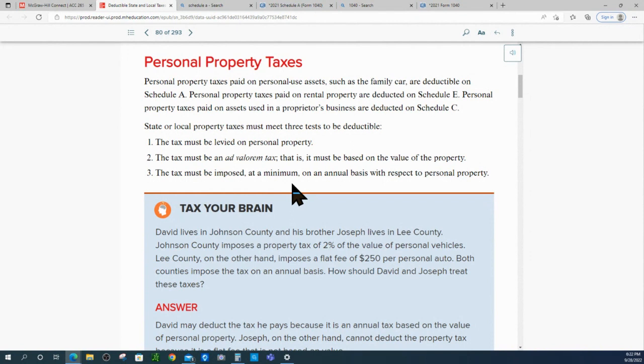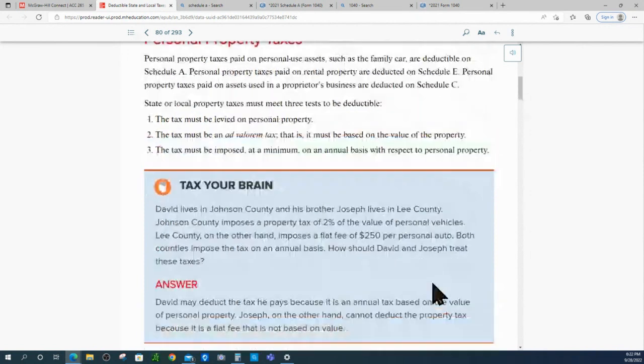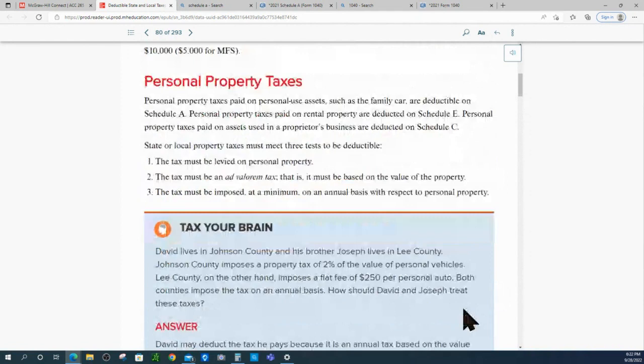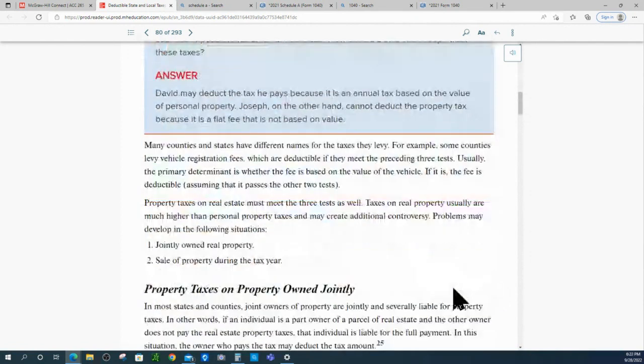And it has to be imposed on an annual basis. Now, that doesn't mean that you have to pay it on an annual basis. I had clients when I was living in Arizona that would pay their vehicle taxes 2 years at a time. It was assessed every year, and that's what it needed to be, but they paid it every 2 years, and it was still deductible to them, even though they paid it. So it has to meet those 3 tests in order to be deductible.